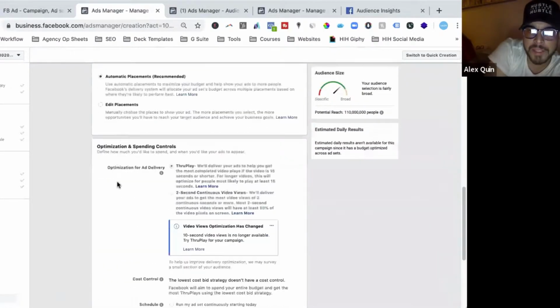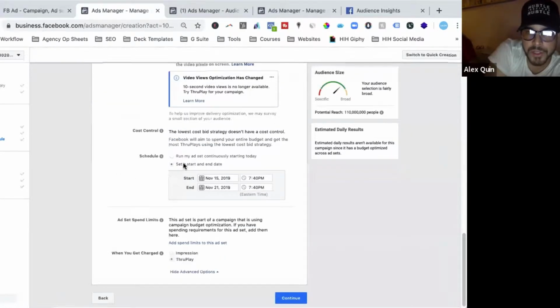Make sure your automatic placements, make sure you're charged for through play, make sure you're good. Boom, through play, next. Go to the ad.